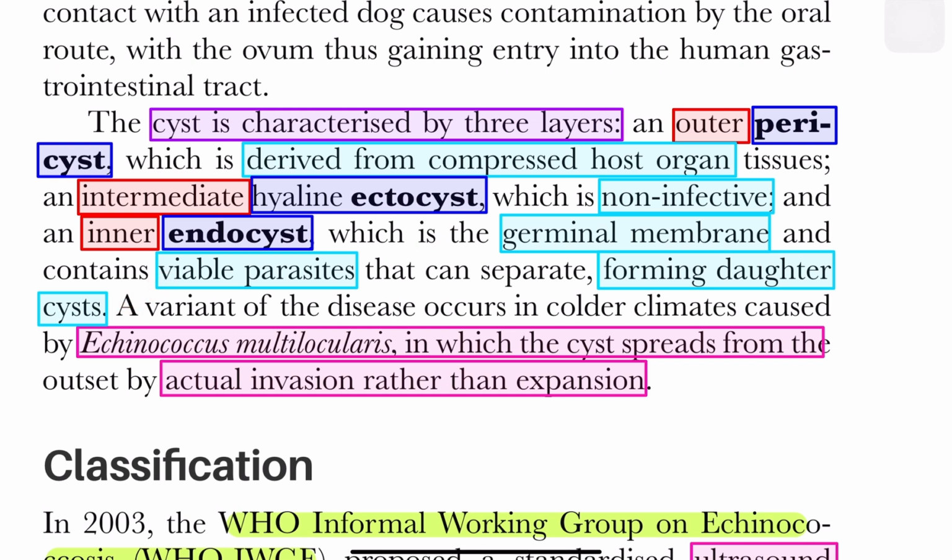In Echinococcus multilocularis, the cyst is spread outward by active invasion rather than expansion. So invasion is present in multilocularis.